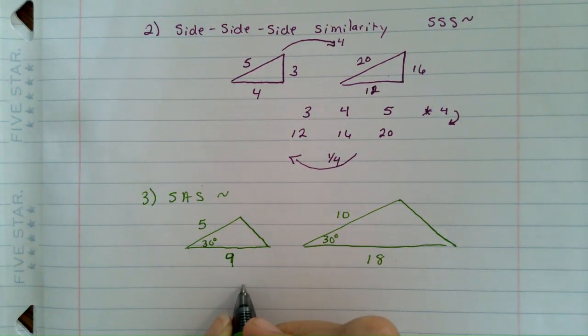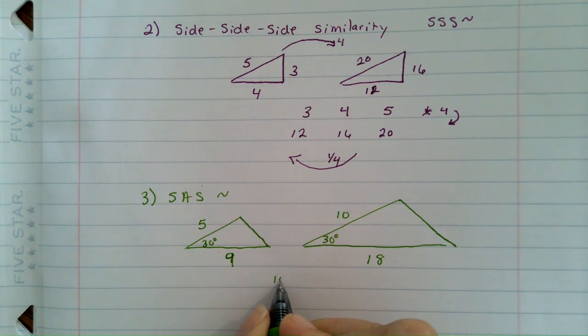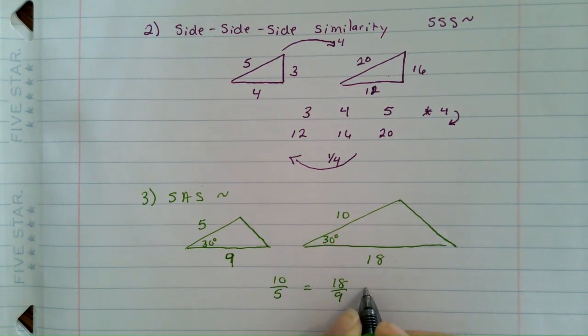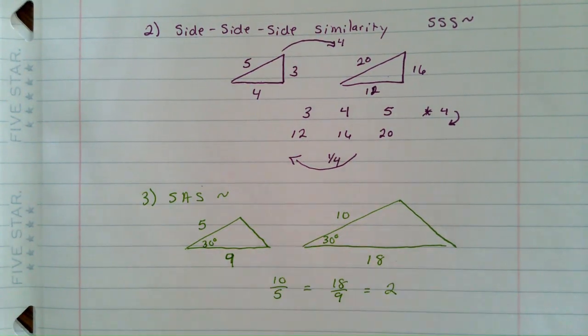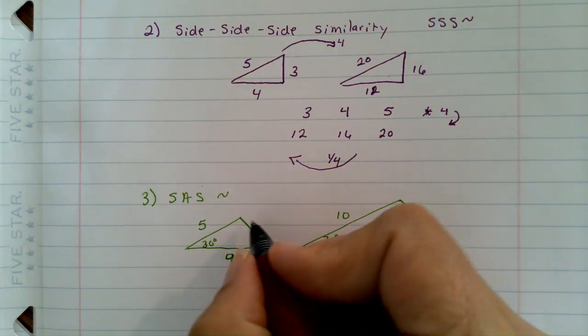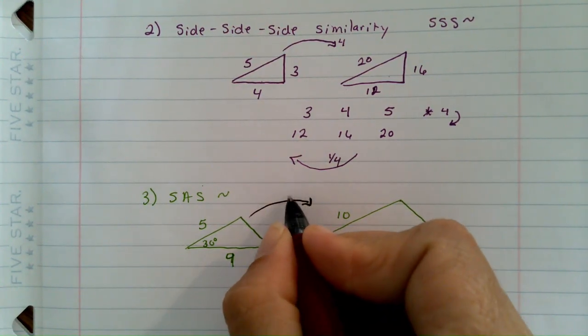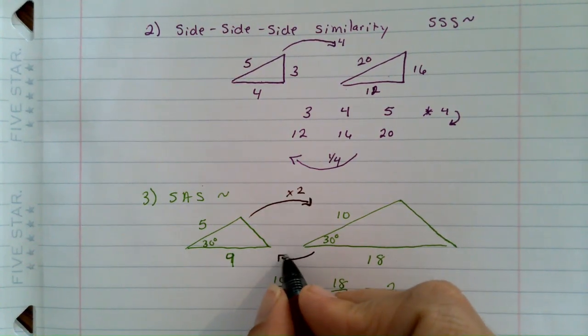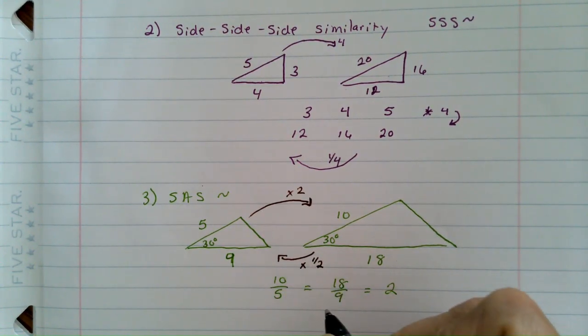And we can see our scale factor is 10 to 5, which is equal to 18 to 9, which is equal to 2. We now know our scale factor to go from the first shape to the second shape is times 2. If you thought of it the other way, depending on the directions, that's times 1/2. So going bigger is times a number bigger than 1. Going smaller is timesing by a fraction between 0 and 1. Okay?